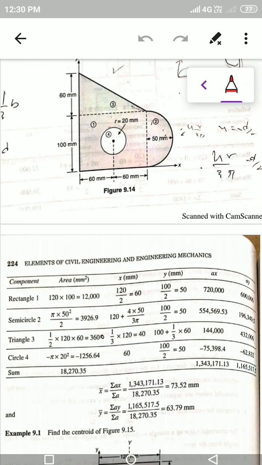Hello students, let us solve another problem on a centroid. You just observe this figure. This is a geometrical figure, and this is the given figure. You need to find out what is the center of gravity of this figure.